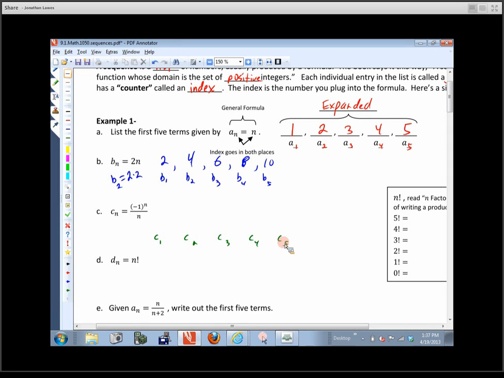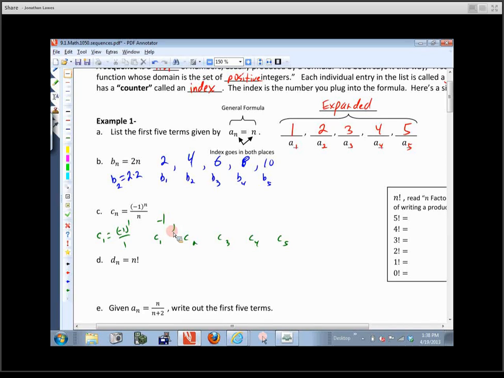Okay? So if I'm going to do C sub 1, if I'm going to find the first term, that's what this means. Then I'd plug in a 1 right here and a 1 right there. And then I'd calculate what that is. It's negative 1 to the first divided by 1. So what is the first term? Negative 1.